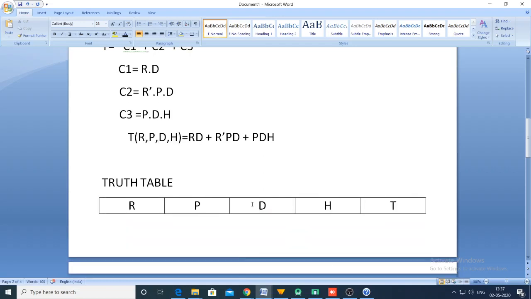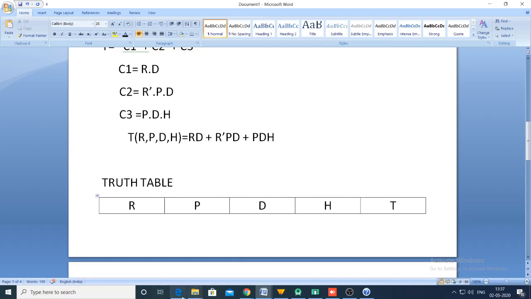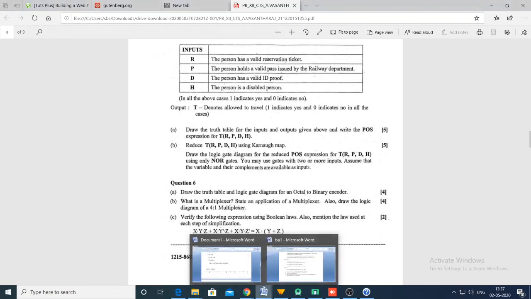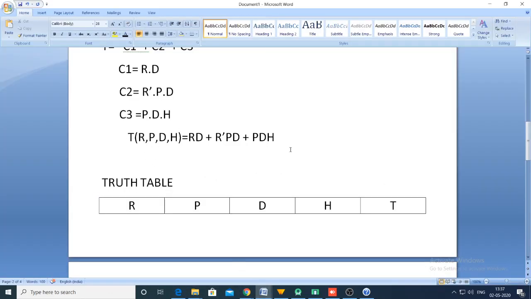But when you look at the question, draw the truth table for the inputs and outputs given above and write the POS expression. POS means product of sums expression. But what we have here is the SOP expression, sum of products expression, isn't it?